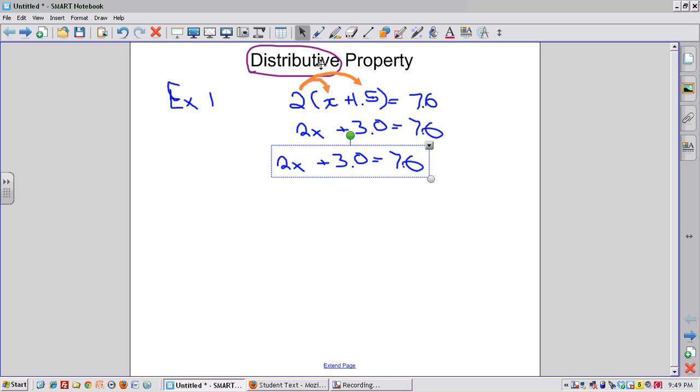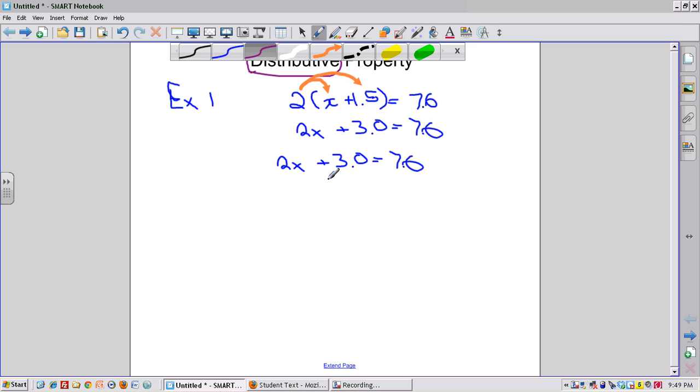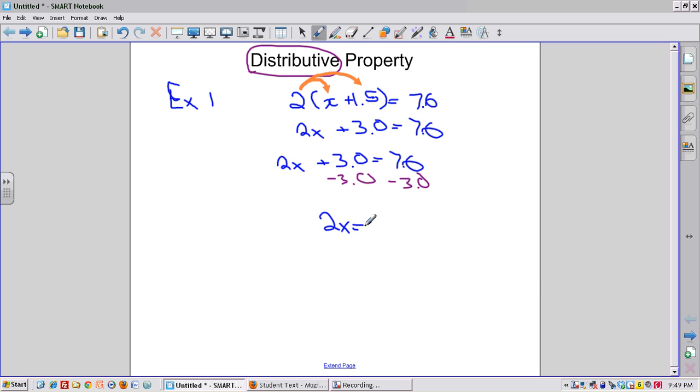we are going to do a negative 3.0 on both sides. And therefore, we'd have 2x equals, that's a 6, by the way, we'd have 4.6. And then our last step would be, of course, divide by 2. And that gives us our x value.